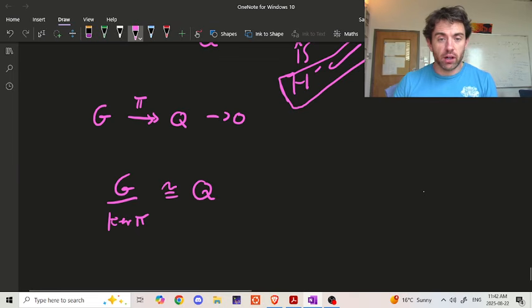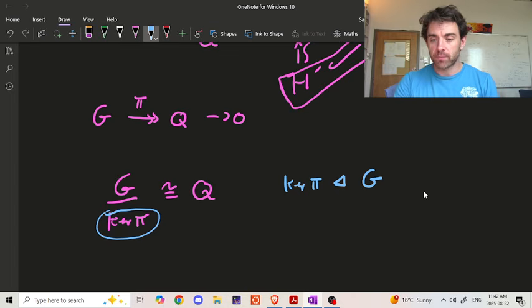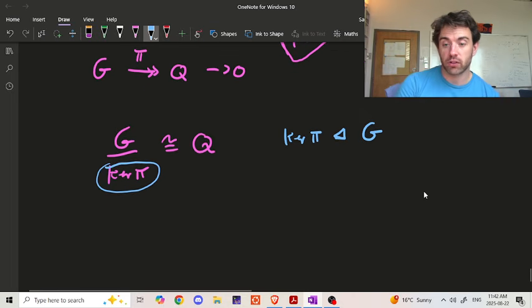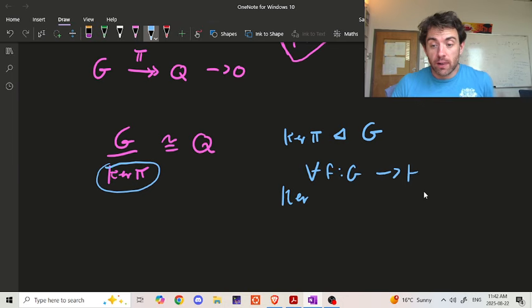Moreover, here's another useful equivalence. Well, the fact that we can take this quotient, for that to even make sense, we know that the kernel of pi has to be a very particular thing, right? So the kernel of pi has to be a normal subgroup of G. And in fact, here's what's true: for any group homomorphism f from G to H, the kernel of f is a normal subgroup of G.